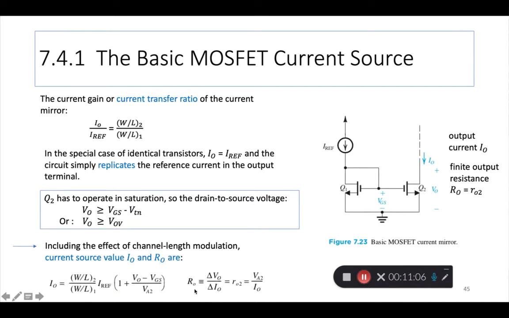Similarly, the output resistance is an important factor in all amplifiers and circuits, and that is defined as the change in output voltage over the change in output current, which is nothing but RO2, the intrinsic output resistance of Q2, which can sometimes also be defined as VA2 by I0.